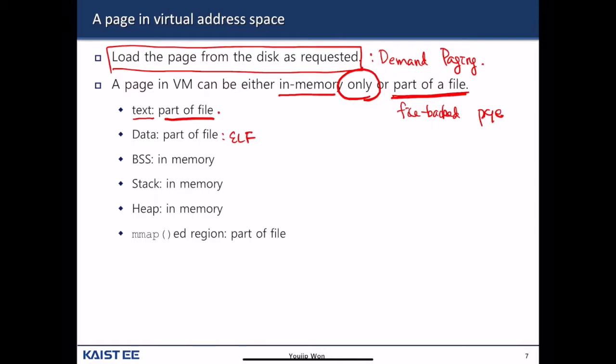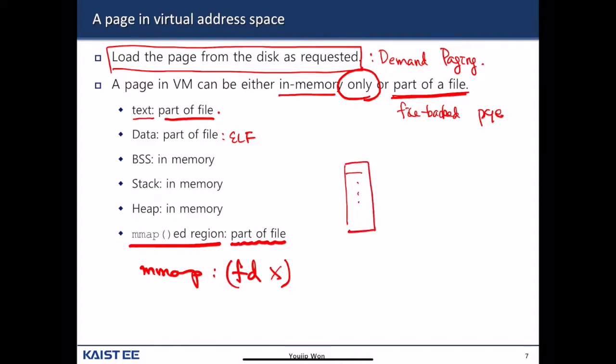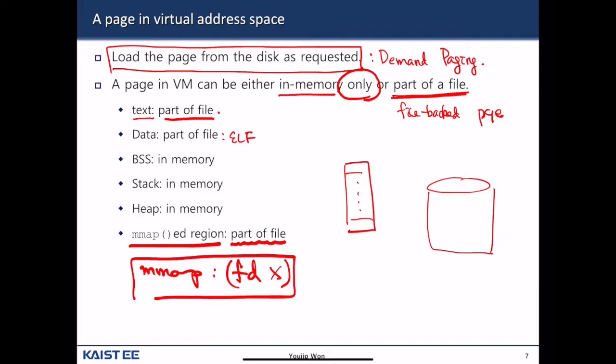And also there is a region that is mapped to a file. We call it an mmapped region, and it is a part of the file. Of course, when we call mmap, you may not specify the file descriptor. In that case, mmap is used to allocate a memory segment in the virtual address space, but it does not have matching disk space. So mmap can be used to map a file, or without mapping a file, to allocate a virtual memory segment.